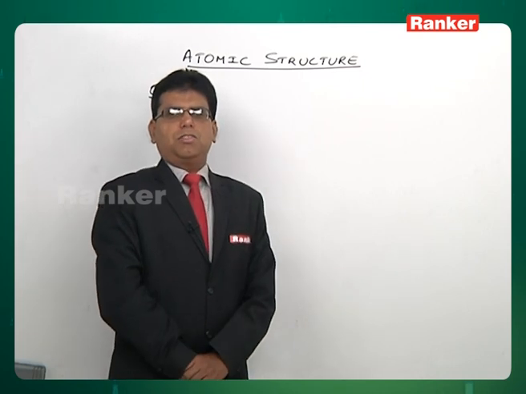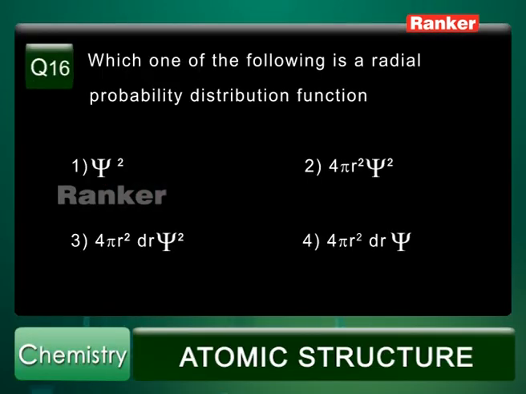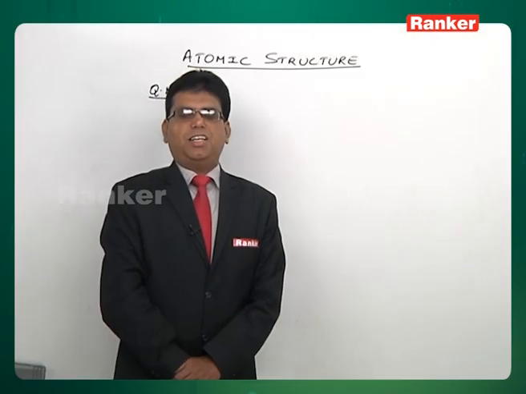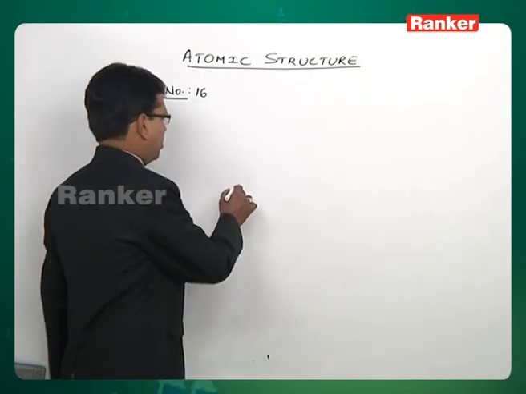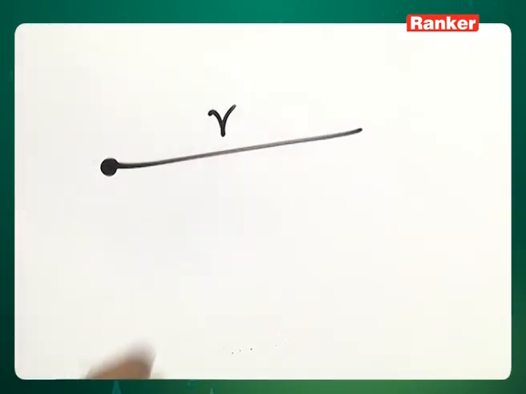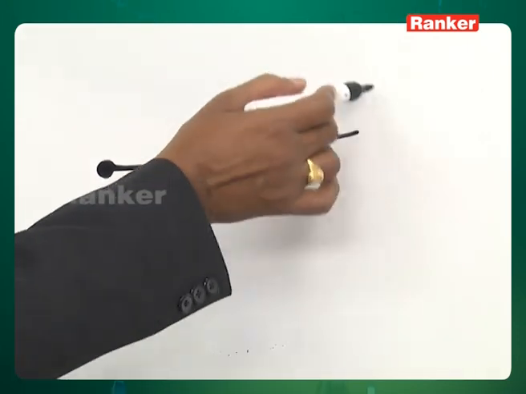Now, question number 16 is again related to Schrodinger's wave equation and wave mechanics. The question asked is, which one of the following is a radial probability distribution function? Radial probability distribution is about the distribution of electron density at different radial distances from the nucleus. If the radial distance is r, if this is the nucleus, then at a distance r, what is the distribution of electron density from this?